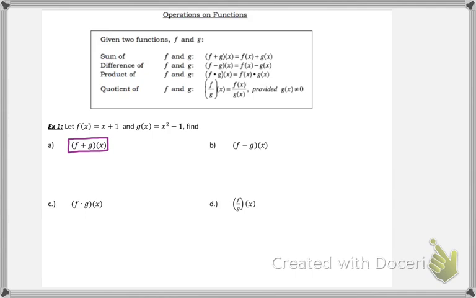So this is going to equal just adding two functions, adding f and g. x plus 1 is my f function, plus my g function, x squared minus 1. Adding that up, combining like terms, and putting it in standard form, I have x squared plus x, and then positive 1 and negative 1 add to 0, so this is it.